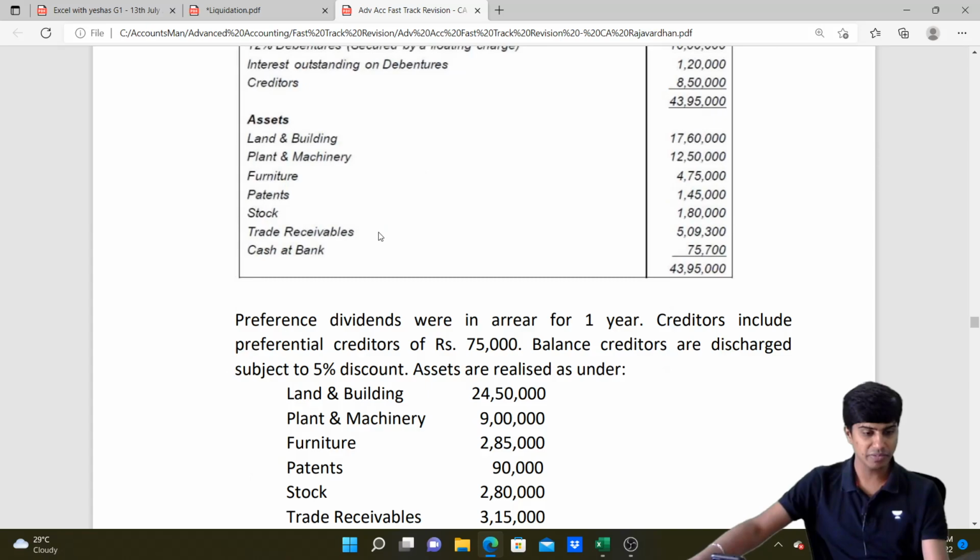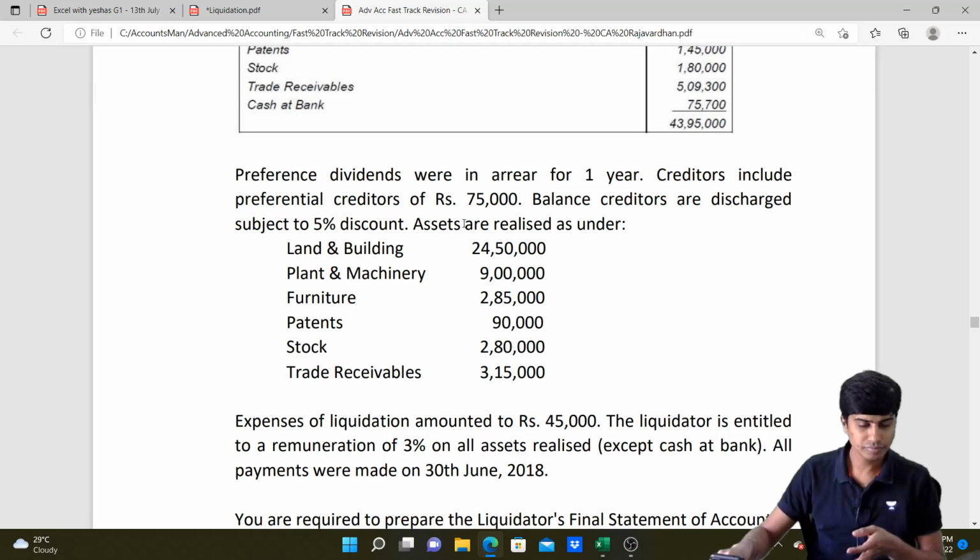Preference dividends are in arrears for 1 year. So there is nothing mentioned here, but on this 10 lakh rupees at 12%, one year's dividend is still in arrears. We might have to pay that, but have they told us that it's waived off? Let's see. Balance creditors are discharged subject to 5% discount.